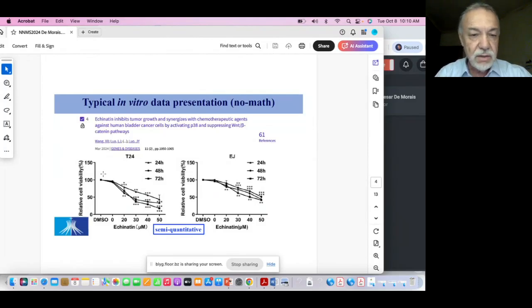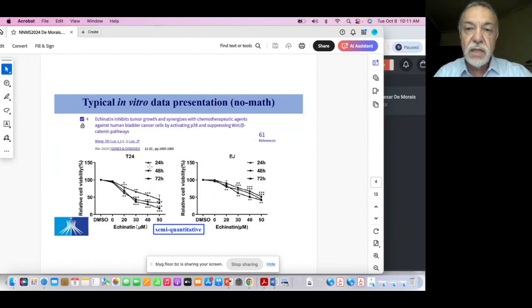But the information you can extract is, let's say, sort of semi-quantitative data. You can say, okay, the data extracted after 72 hours present lower cell viability in both cases. But nothing beyond that. Not really a robust information you can extract.